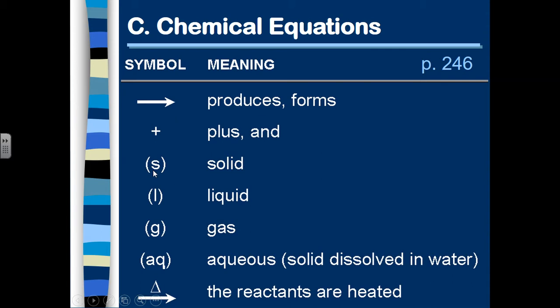The little S is for solid, L is for liquid, G is for gas, AQ is for aqueous, and then here's a description of what aqueous means. It's just that solid is dissolved in water. So for instance, if you had salt, NaCl, and it had an AQ after it, that would mean that the salt was dissolved in water, okay? The little triangle above the arrow means that the reactants were heated to drive that reaction. So this triangle above just a normal arrow means that they were heated, but I would highly suggest writing all of this down in your notes.